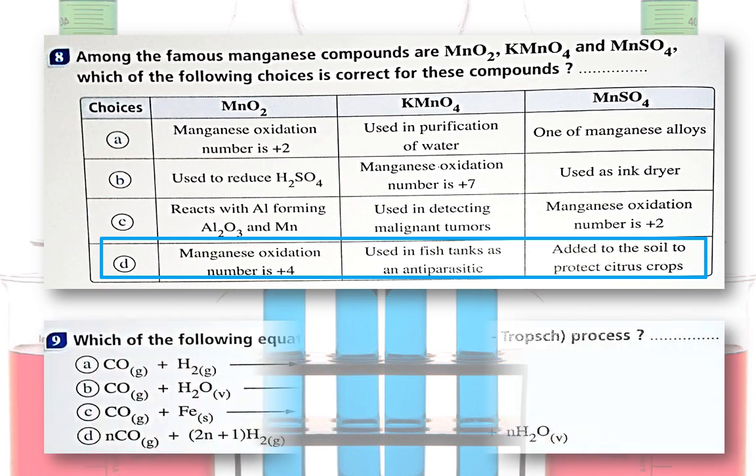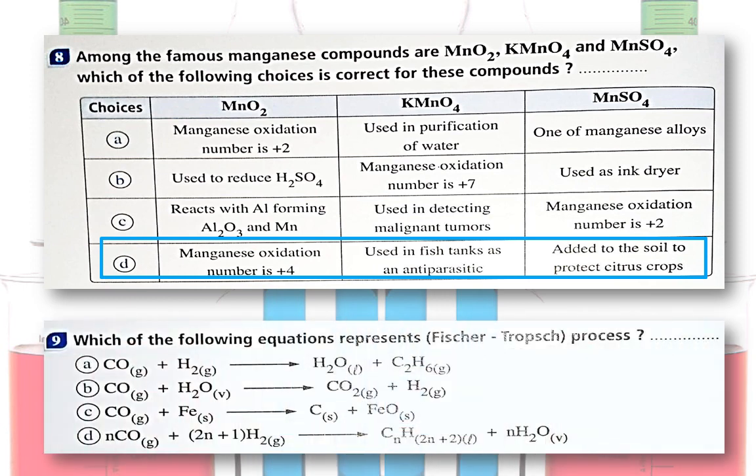Okay, another question, which of the following equations represents the Fischer-Tropsch process? Okay, we have here a compound making oxidation and another one making reduction. So here we have iron as a solid, it makes oxidation, takes oxygen, makes iron(II) oxide, and carbon as an element.